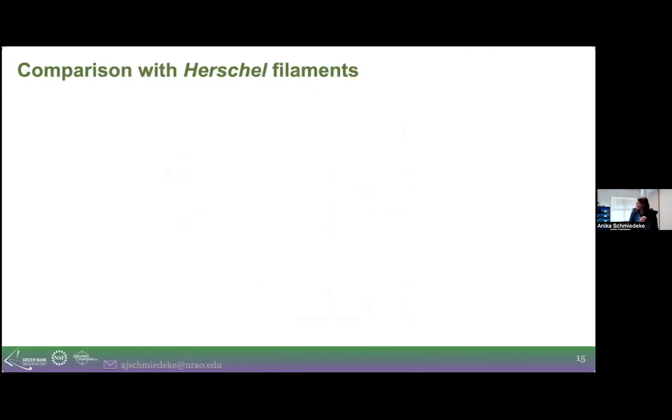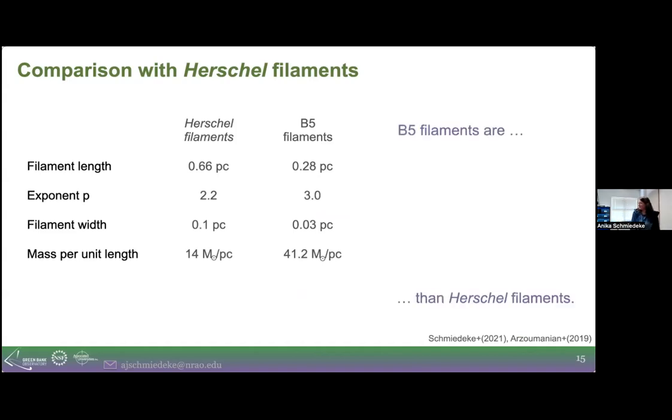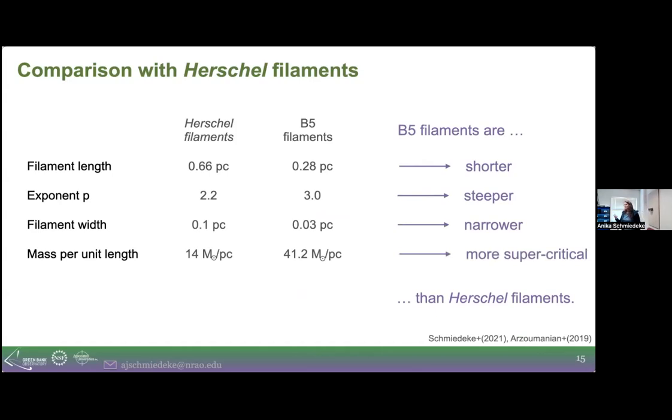And now comes the part where we compare this to what I will now call Herschel filaments. I showed you some of these properties already. These are the Herschel properties: 0.6, then the exponent, something like 2.2, the widths, and the mass per unit length. And here are the numbers we get for BANA 5. In comparison, the BANA 5 filaments, the smaller ones, are shorter. They are steeper in their profile. They are also very much narrower. And they are more supercritical, so they have a higher mass per unit length.